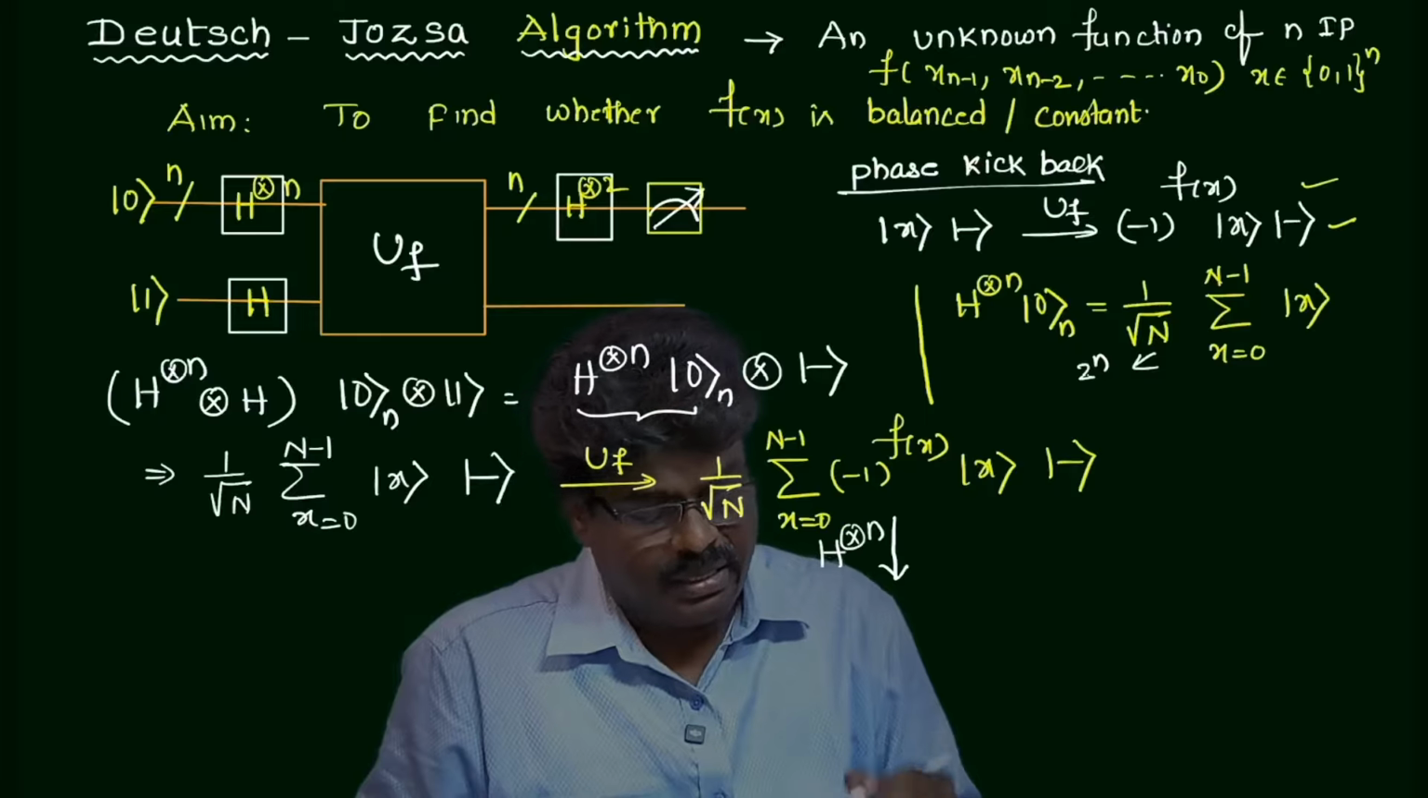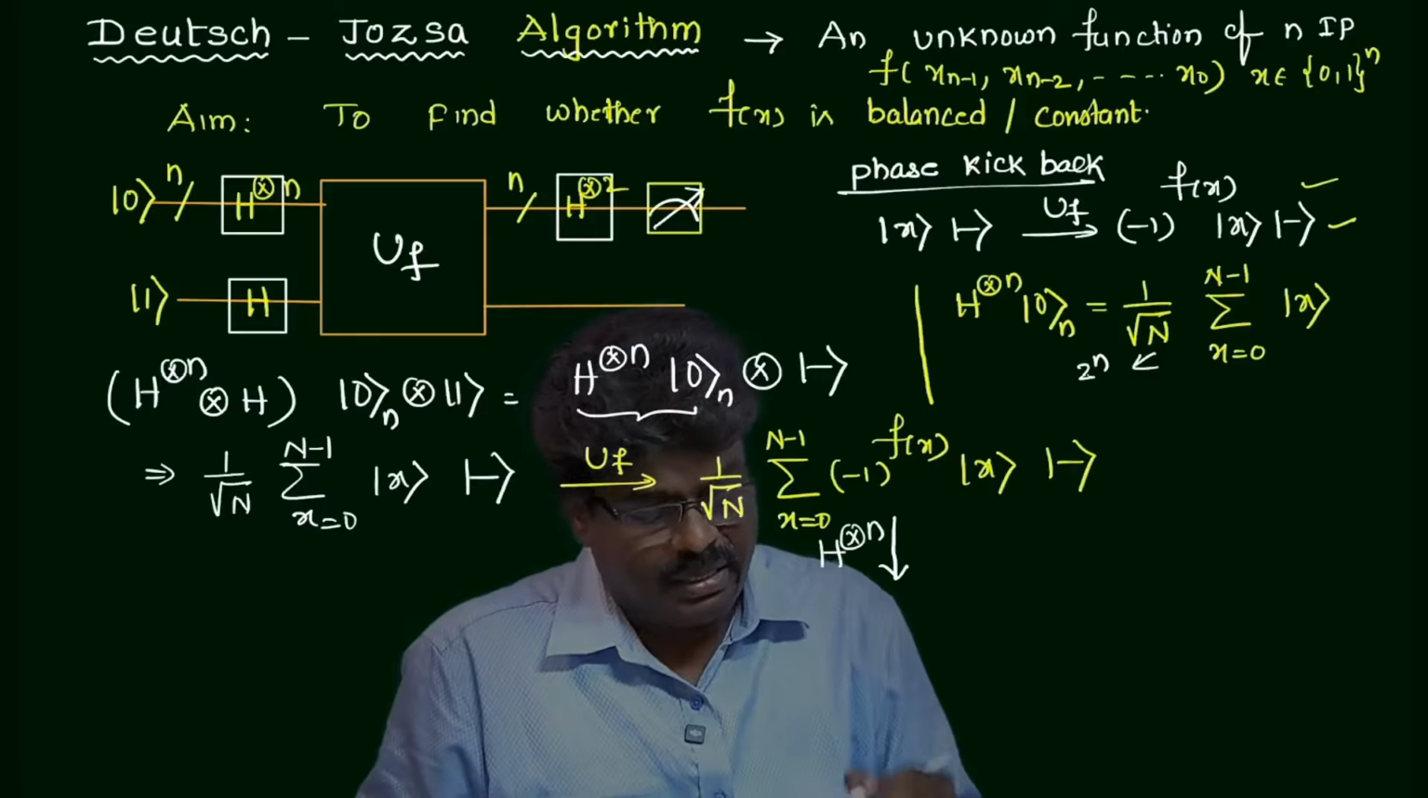So what is the meaning of f of x is balanced? It means half of the f of x values take 0, and the remaining half take 1. Here once again I am taking the amplitude, that is 1 over n summation of minus 1 whole power f of x. So half of f of x takes 0, and the remaining half of f of x takes 1.